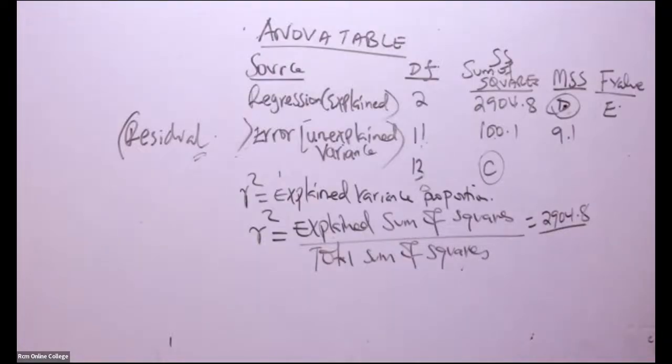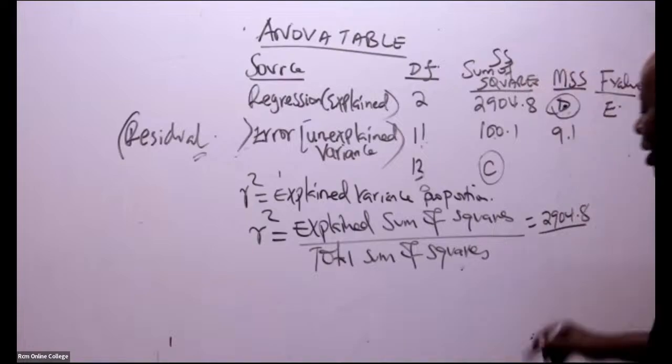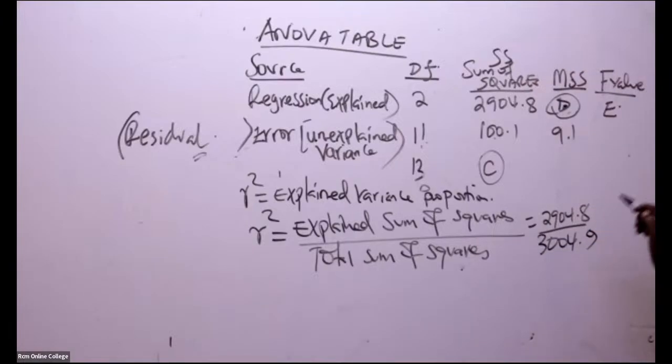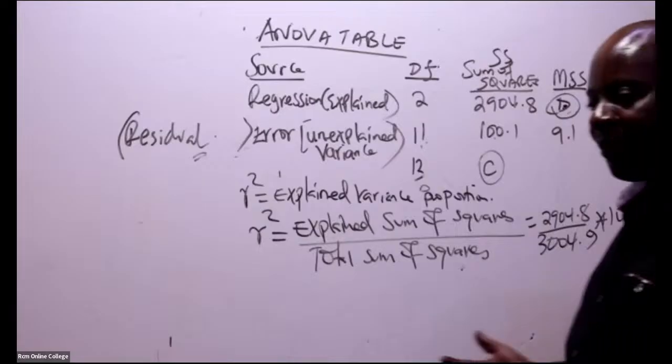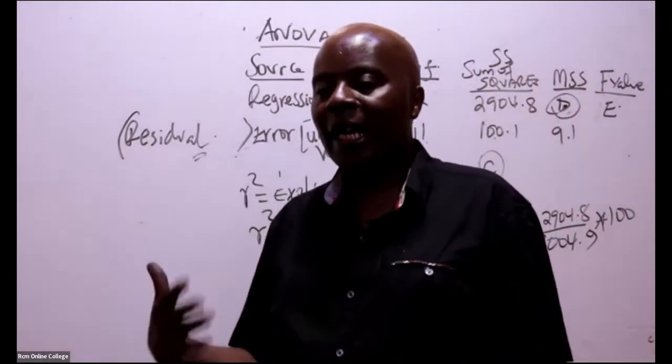So total sum of squares, is there somebody who can remind me this before I go back to what this student is asking? 3,004.9. So times 100, whatever answer you get, times 100. Could you kindly give me this answer? So the higher it is, the better, because in this case, ladies and gentlemen, we would want to have higher explanations.